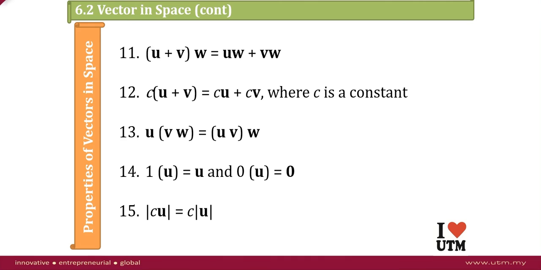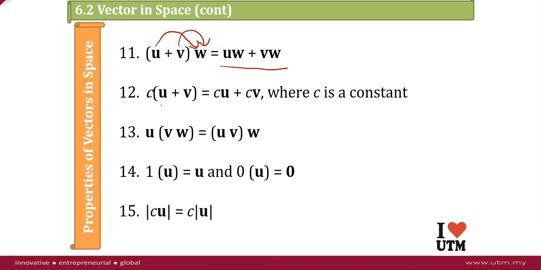We continue with properties number 11 until 15. If we have two vectors being added together and we want to multiply with another vector, you can also expand it like this. Each of these vectors will be multiplied to that one vector. You can also write it in this form. It will give you the same answer.